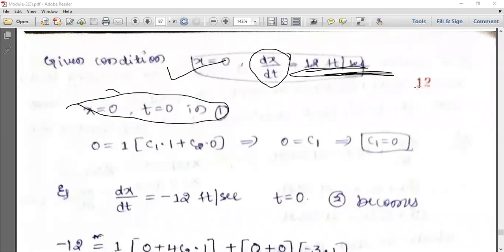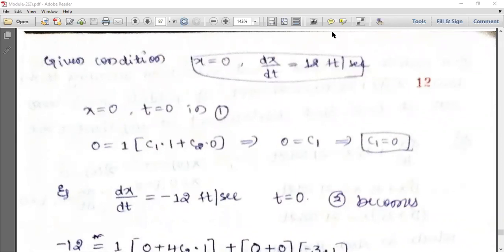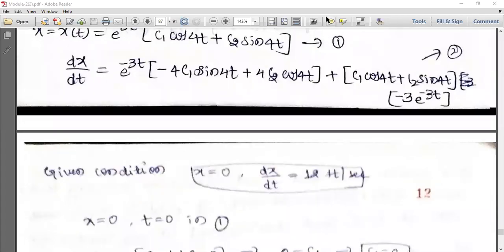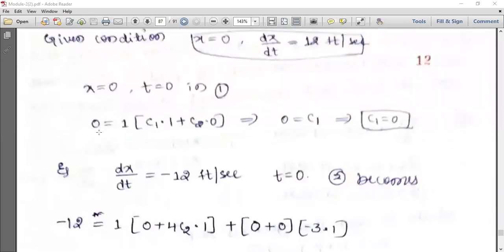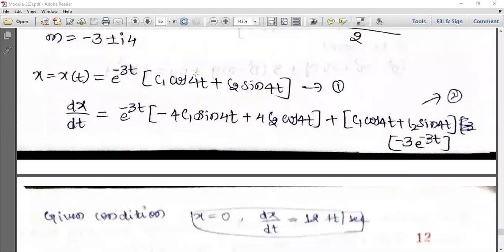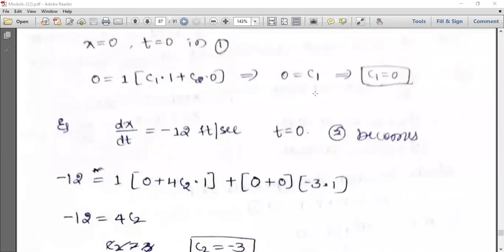You substitute in equation 1. So this is the equation 1. Here I have to substitute x equal to 0 and t equal to 0. So what is coming? X equal to 0 means this is 0, 1, because anything raised to 0 is 1. C1 into 1 plus C2 into 0. So you can see here, cos of 0 is 1, sine of 0 is 0. Therefore, we are getting that C1 is equal to 0.